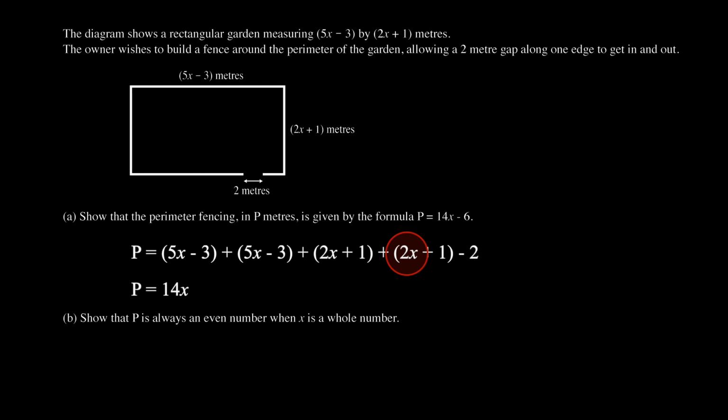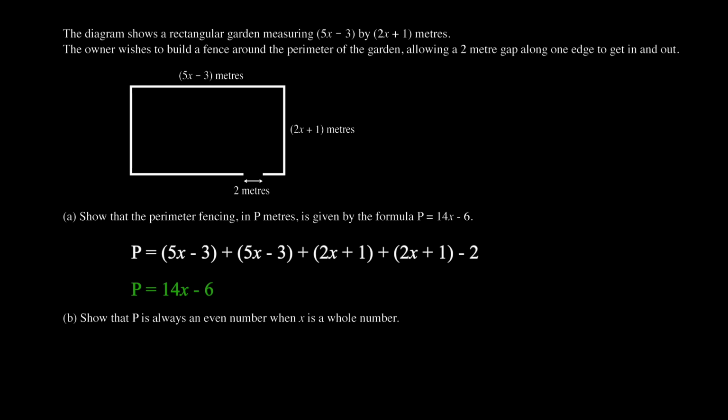Now let's look at the constants. We've got a minus 3 here and a minus 3 here, which is minus 6. And then we have 1 here, add 1 here, so that takes us to minus 4. And then we subtract 2 here, so we end up with 14x subtract 6. So that's part A.